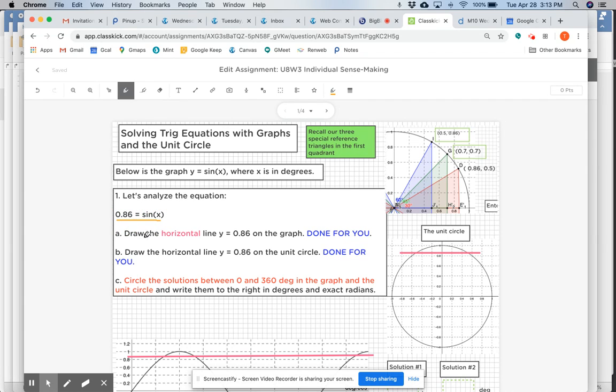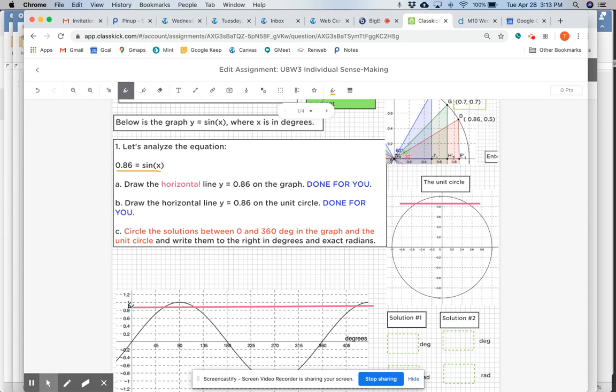Okay, it says to draw the horizontal line y is equal to 0.86 on the graph, and it's been done for you. Okay, that's this horizontal line right here on the graph. It also says draw the horizontal line y is equal to 0.86 on the unit circle. It's been done for you. Okay, then we've drawn this one right where y is equal to about 0.86, intersects twice.